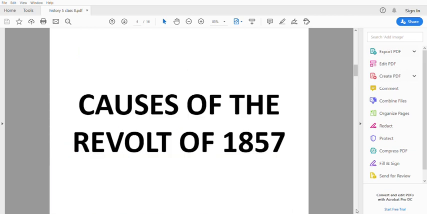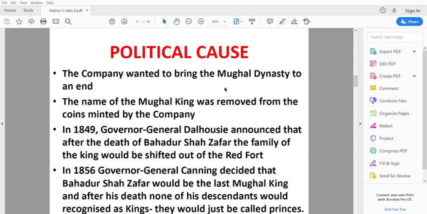Now, next we have to see the most important point of the chapter, that is, the causes of the revolt of 1857. The first is the political cause. The company wanted to bring the Mughal dynasty to an end. The name of the Mughal king was removed from the coins minted by the company. In 1849, Governor General Dalhousie announced that after the death of Bahadur Shah Zafar, the family of the king would be shifted out of the Red Fort of Delhi.